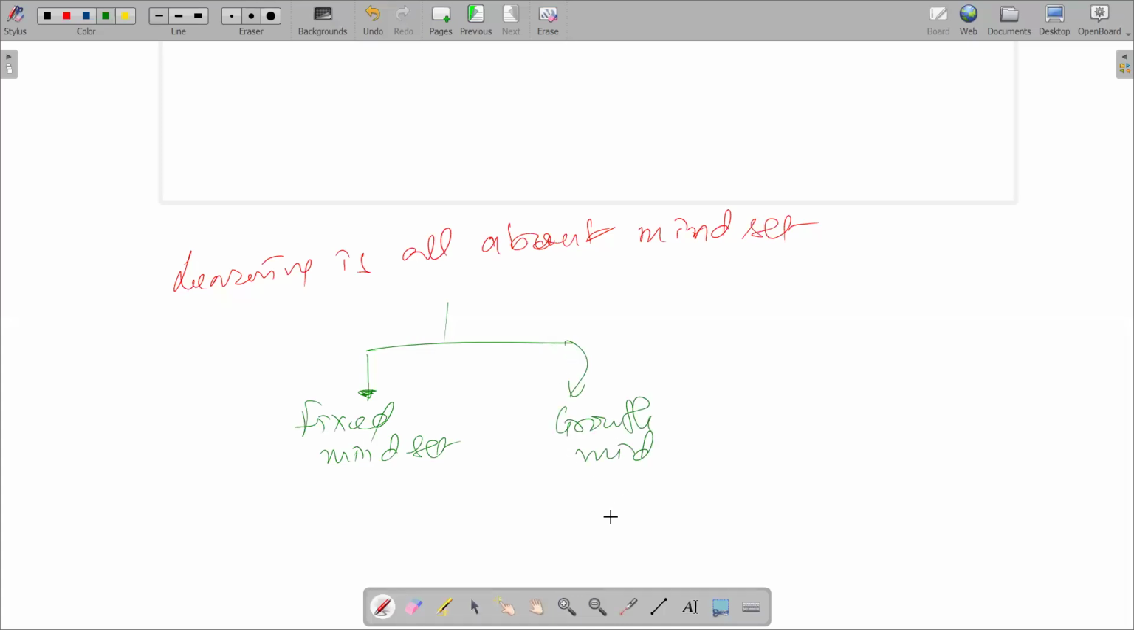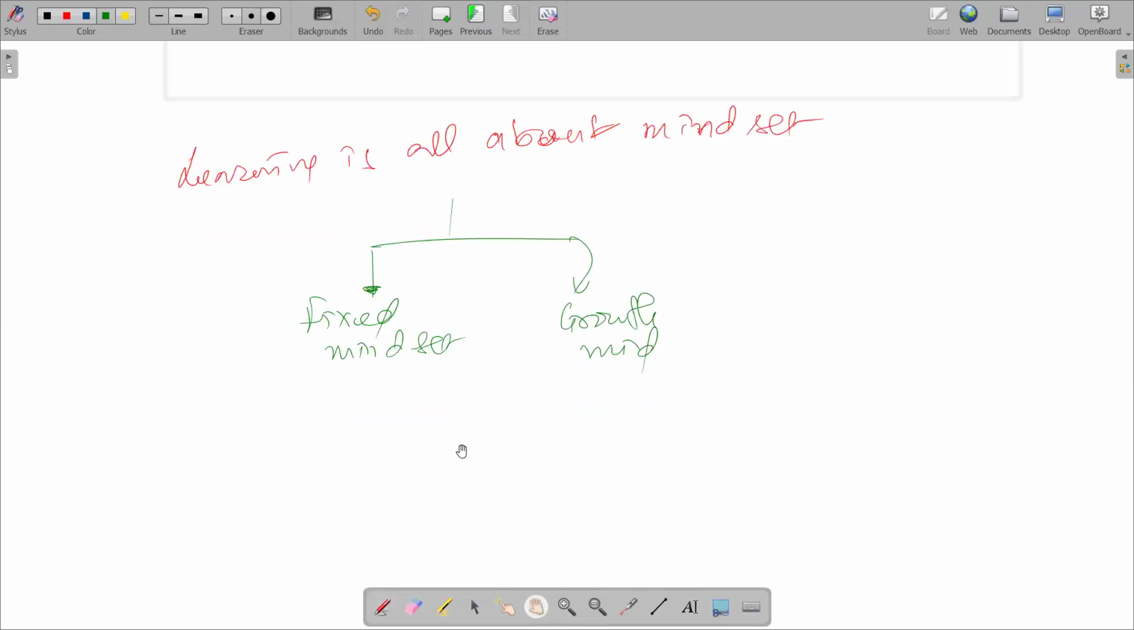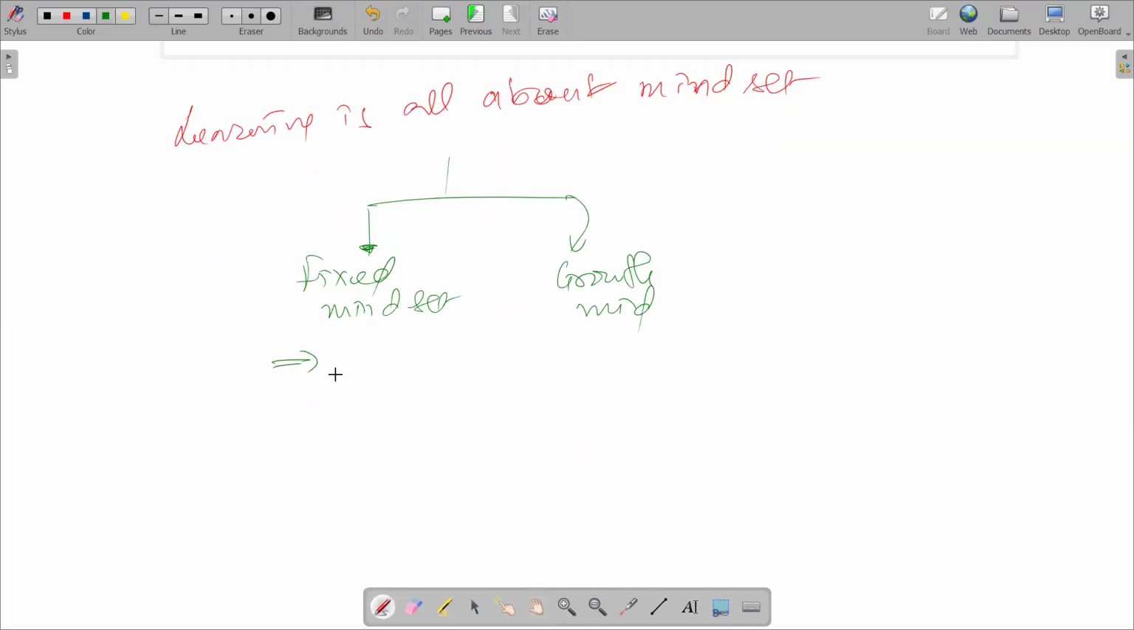Fixed mindset people think, oh, fee for training. With this fee, I can go to restaurants 20 times. I can go to movies 30 times. I can purchase this. People think that with the fee, they can do this.